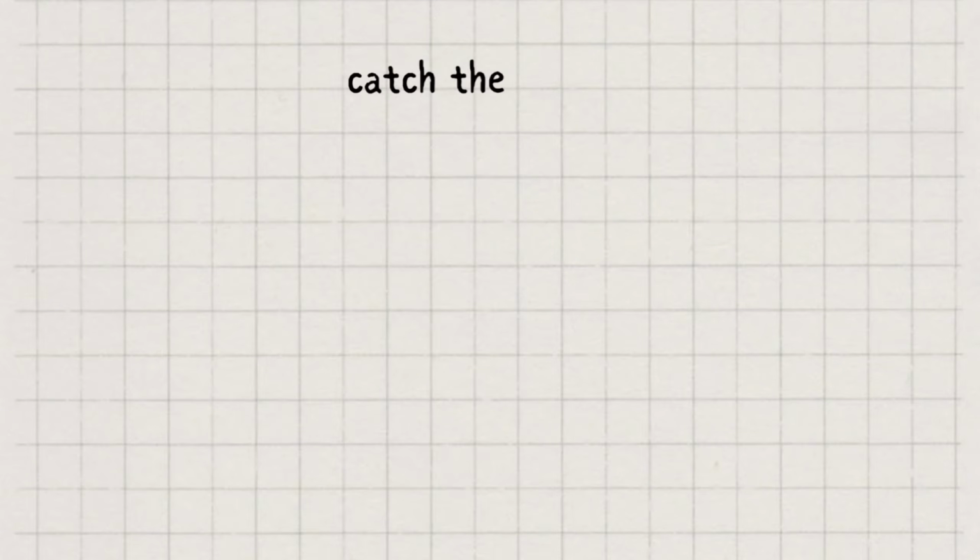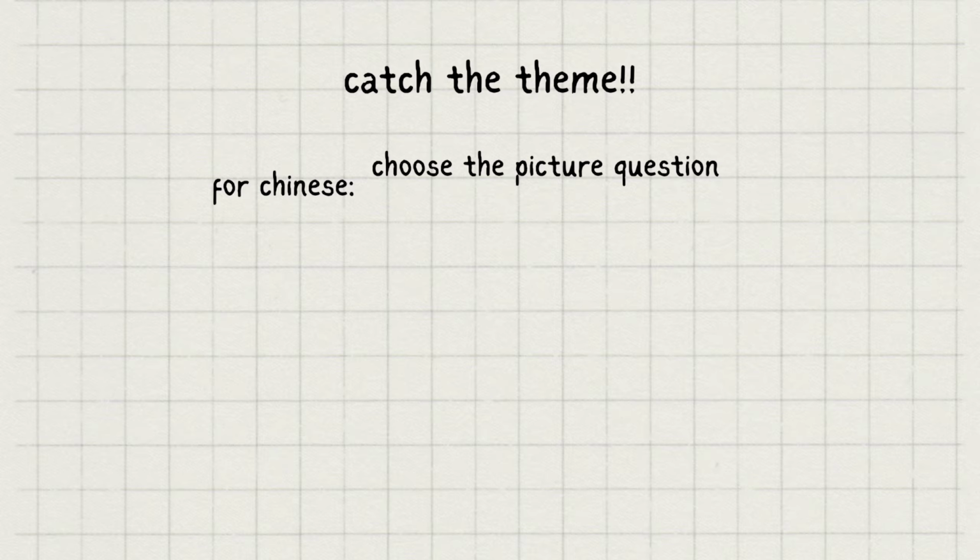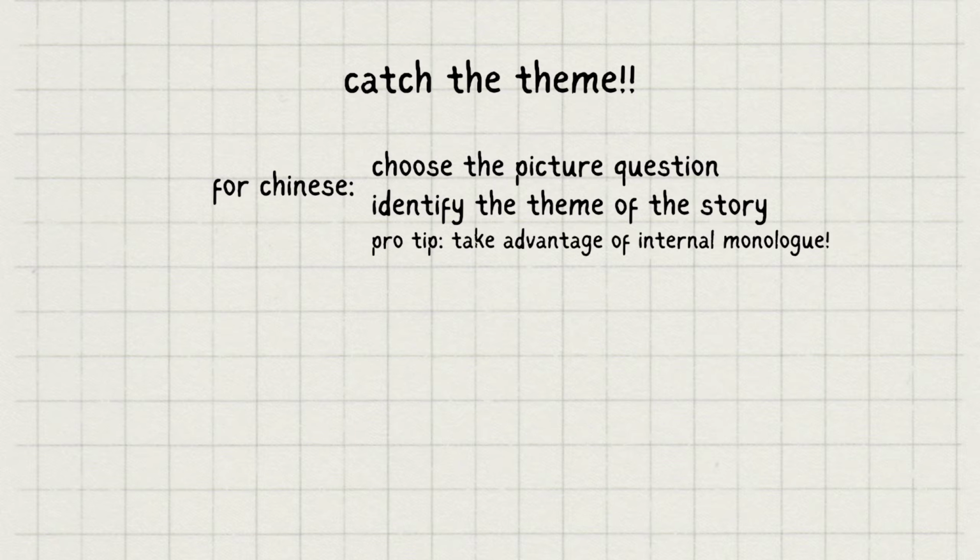The second tip that I'll give you is to make sure that you actually catch the theme. For Chinese, I recommend choosing the picture theme so that you don't 离题, in which you leave the question, and you can also identify the theme of the story so that you can take advantage of the internal monologue that is related to the theme.